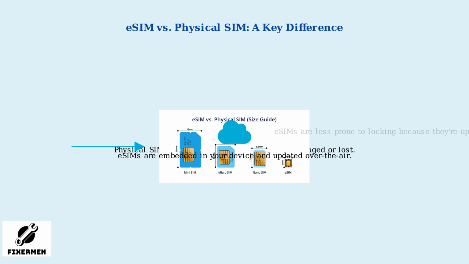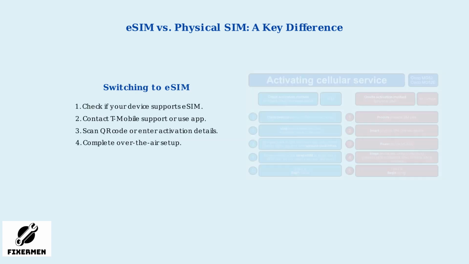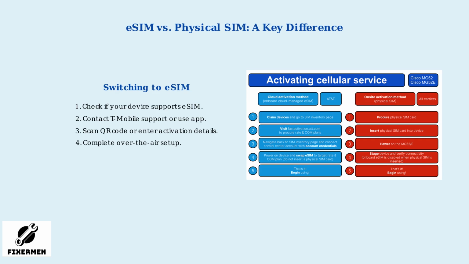eSIMs are less prone to locking than physical SIM cards because they're updated over the air. This means T-Mobile can fix issues remotely without you needing to replace anything. Physical SIMs require manual handling, which increases the chance of problems. If your device supports eSIM, consider switching to reduce the risk of future SIM locks.